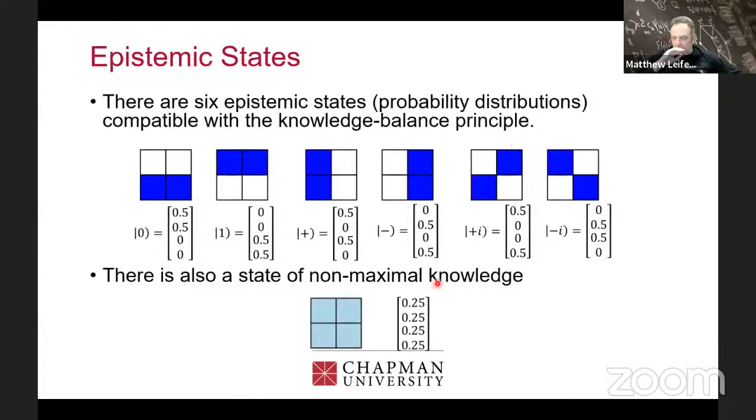So there are actually 6 epistemic states, 6 probability distributions that are compatible with the knowledge balance principle, and here they are. So a few different notations here I'm going between.